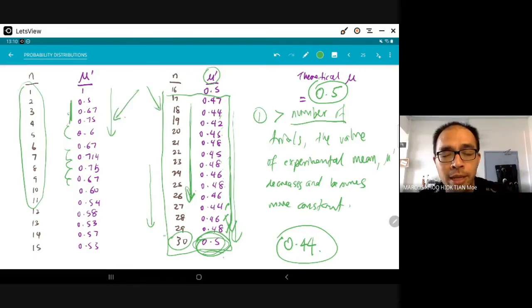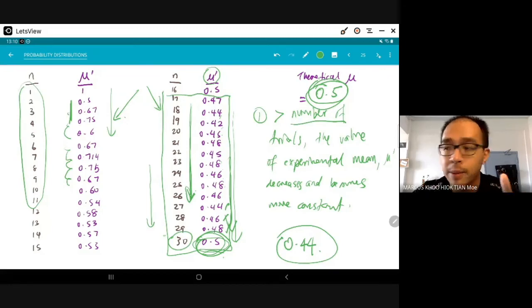Jangan juga kamu menyalin data ini ya. Okay, look at your own data and make your own conclusion. Is it approaching the theoretical mean? Kalau yes, yes lah. Okay. Kalau tidak, okay, then tell me whether dia tersasar lebih daripada theoretical mean atau kurang daripada theoretical mean.